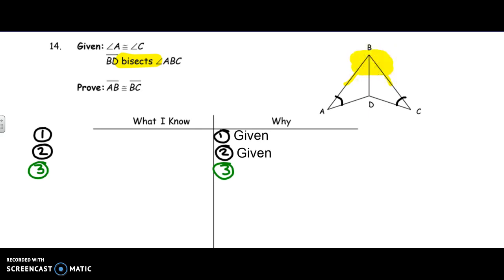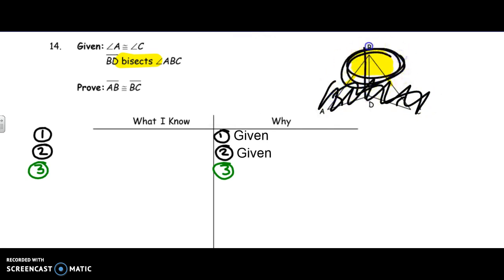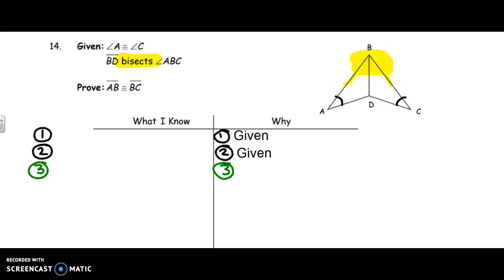So remember, when we're talking about the angle being bisected, I don't care about the rest of this. I don't care about this. This is what's getting bisected. This is where it's getting cut, which means that I have two congruent angles going on here. My two congruent angles are going to be the left angle B and the right angle B.